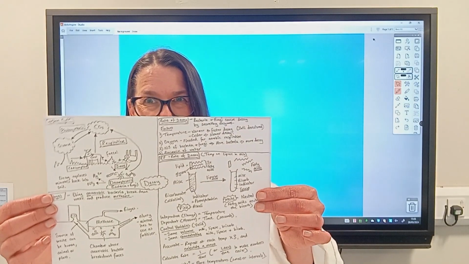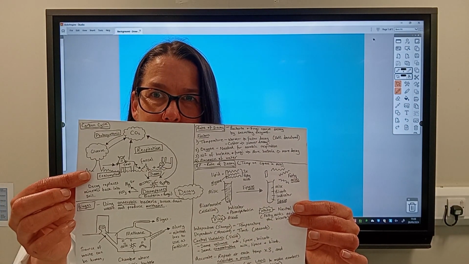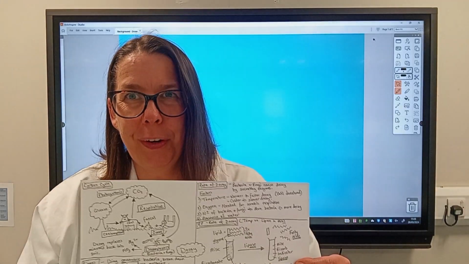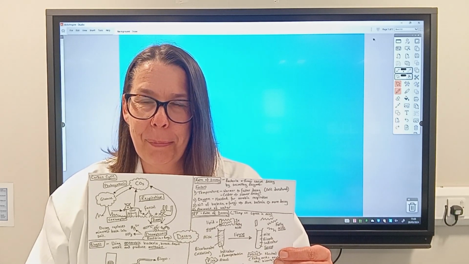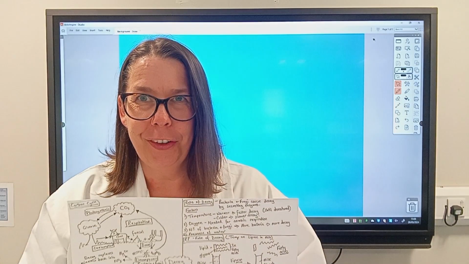We're going to make something that looks a bit like this today. So you can see we're looking at the carbon cycle, we're applying it to rates of decay, and then the required practical looking at the effect of temperature on enzymatic breakdown of fats and milk. And lastly, we'll be looking at biogas production.